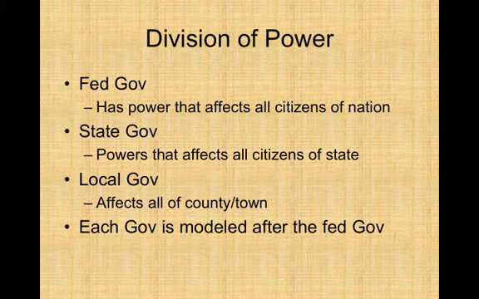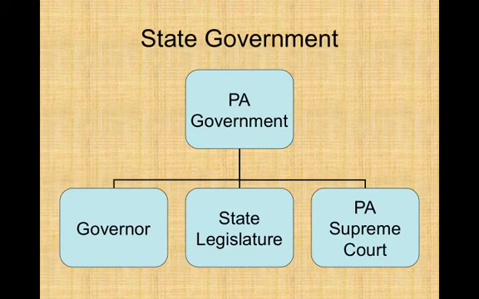We've looked at this before, and we know that the federal government's rules and the Constitution affects every citizen of the nation. State government only affects people that live inside of that state or work inside of that state. Local government affects everybody that works or lives in a town or a city. But each one, whether it's federal, state, or local, is modeled after the federal government. They each have three branches. They work a little bit differently, but they do have the three branches of judicial branch, executive branch, legislative branch. As you can see here, it kind of works out that way.